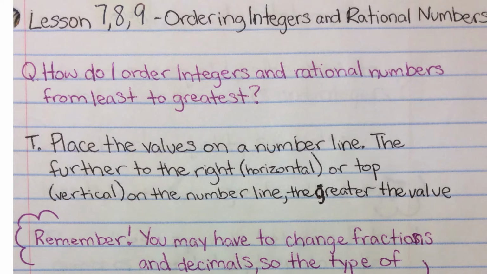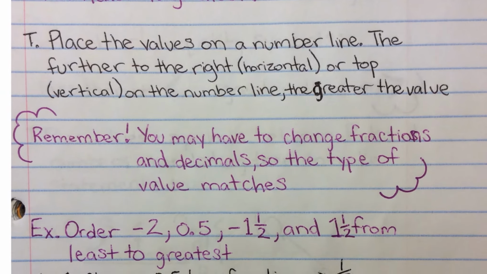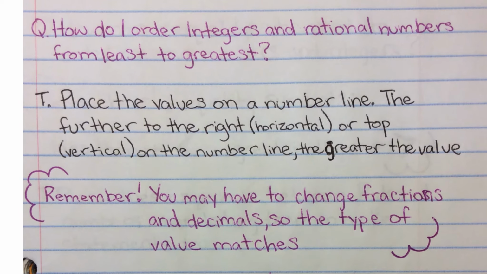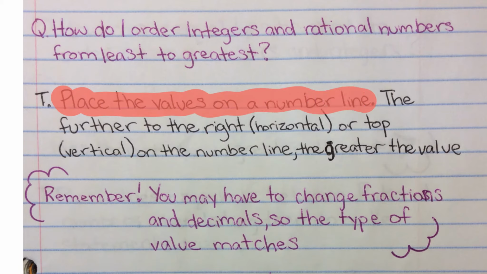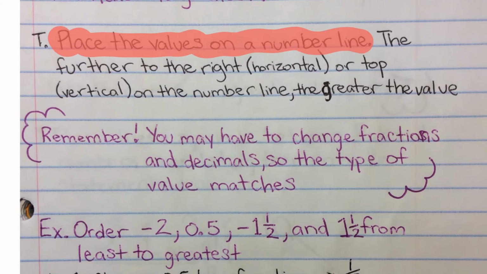especially when you're comparing decimals to fractions. Okay, so as we roll down here, a big key to remember when you go to place values on a number line is that you may have to change fractions and decimals so that the types of value match. Okay, you can't go on a number line and put decimals in one spot, fractions in another spot, and expect to always get that right. So let's take a look at an example down here as we get rolling.